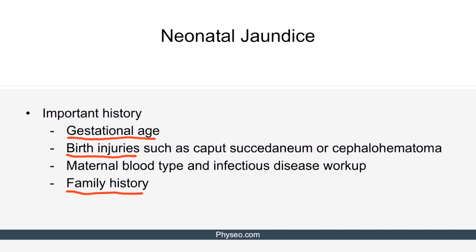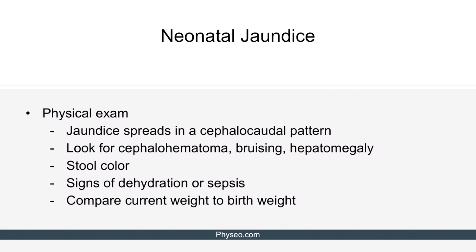Information about any family history of jaundice is important to obtain because there are inherited disorders that can lead to hyperbilirubinemia. There are several aspects of the physical exam that are also important to evaluate in a neonate with jaundice. First, jaundice typically spreads in a cephalocaudal pattern. Therefore, infants with jaundice of just the head will have lower bilirubin levels than an infant with jaundice to the abdomen or legs.